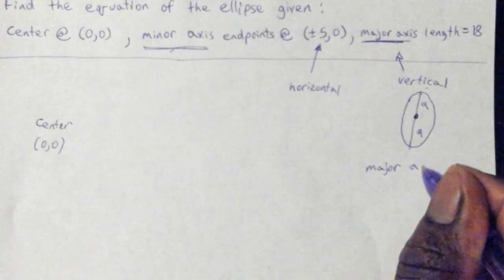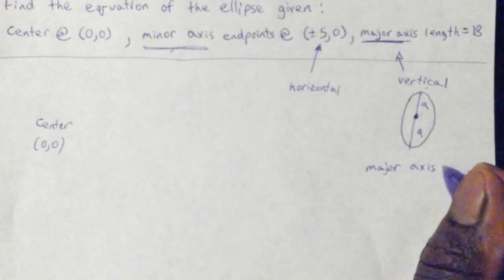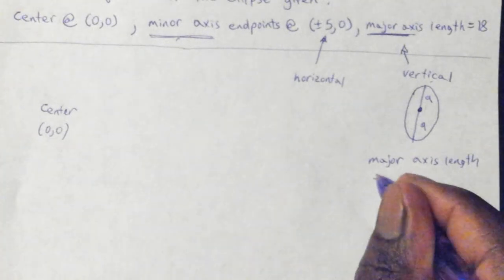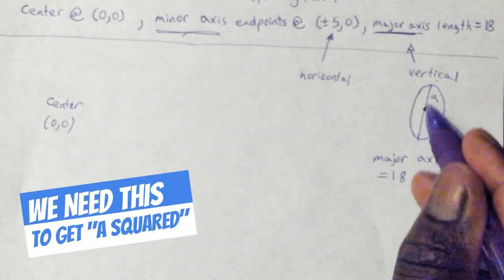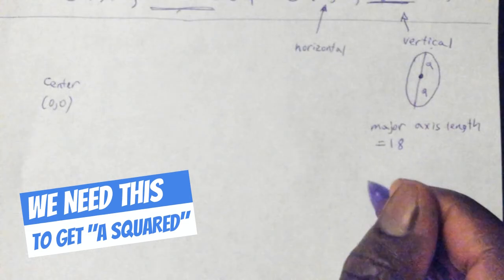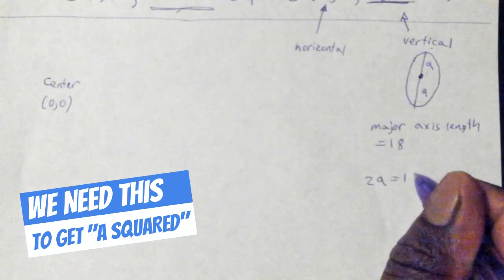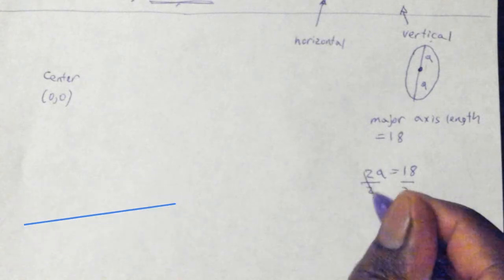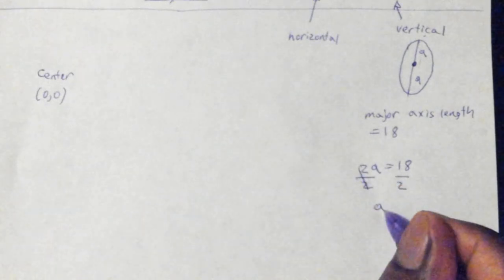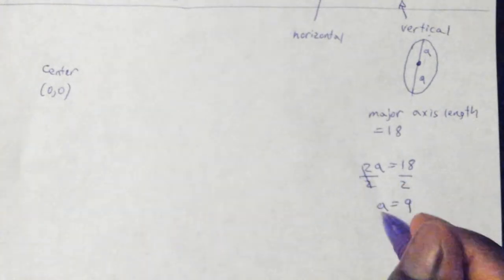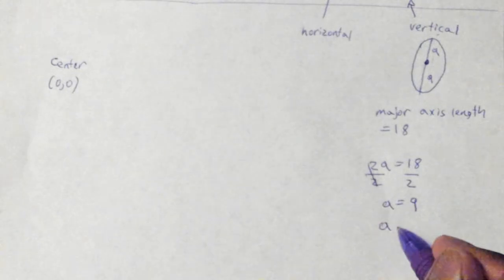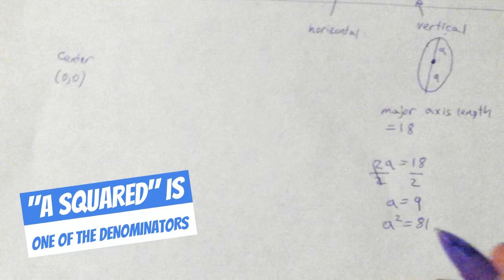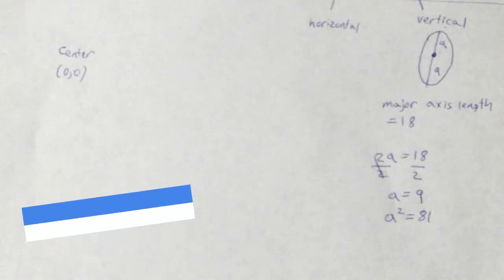And we remember from the problem statement that the length of the major axis is 18. So if we connect the pieces together, what does it say about 2A? 2A has to equal 18. And if we divide both sides by 2, now we know that A is equal to 9. And if we square that 9, that tells us that A squared is equal to 81. So now let's go ahead and find our B squared.